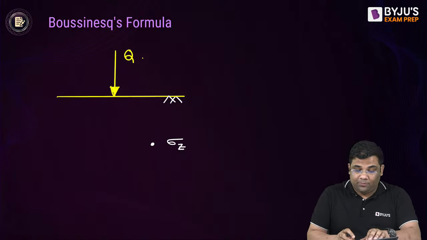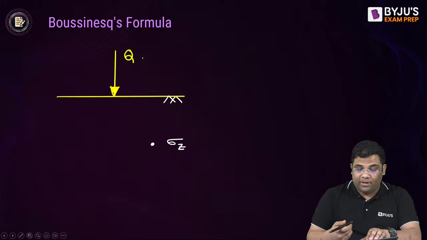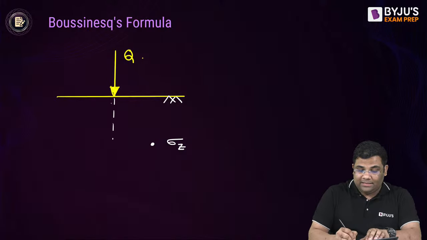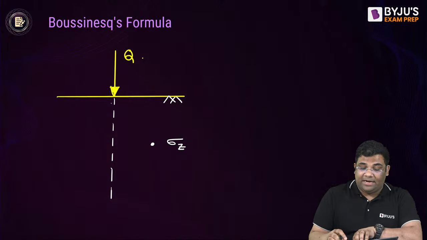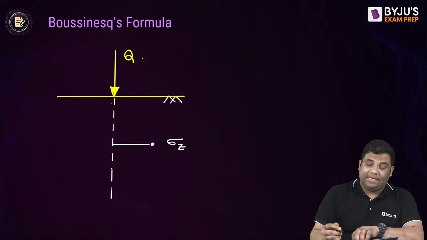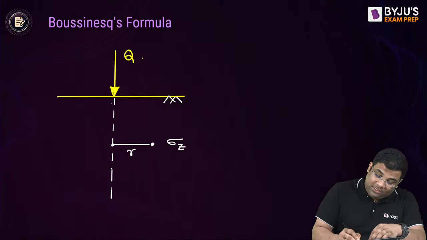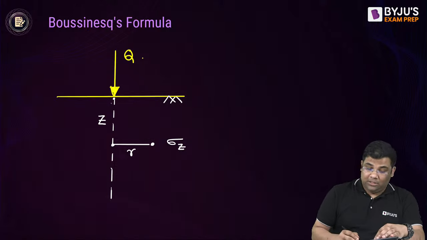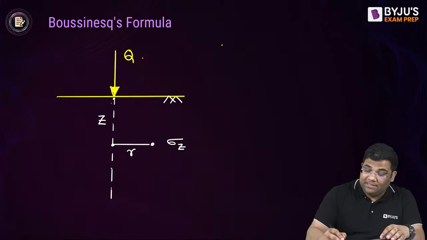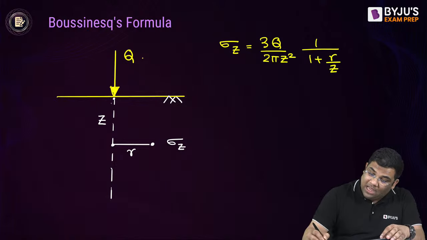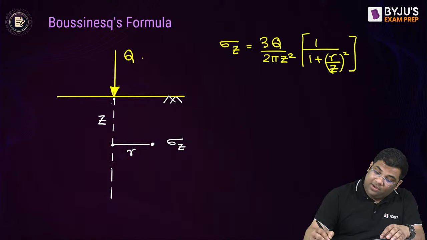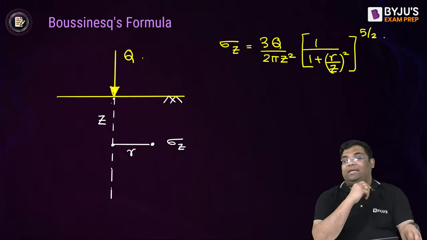So suppose this is the point load, and this is the line below the point load. This point where I'm interested in finding the stress is at a radial distance R, and this is the depth of that point, Z. So the formula for sigma Z is 3Q by 2 pi Z square, times 1 by (1 plus (r by z) whole square) to the power 5 by 2. So this is the equation, ladies and gentlemen.